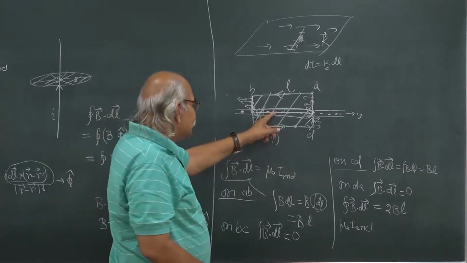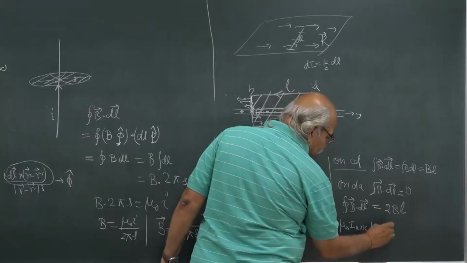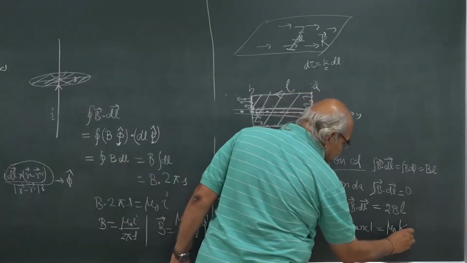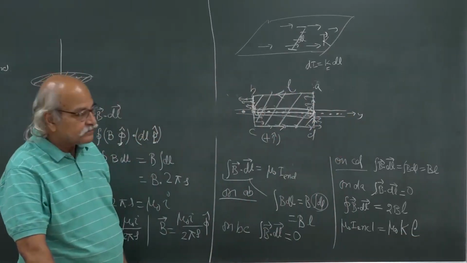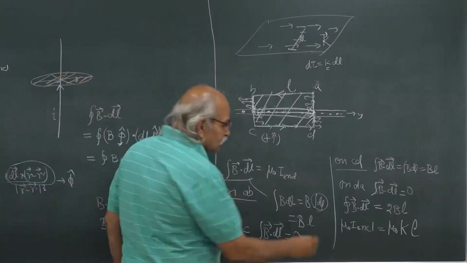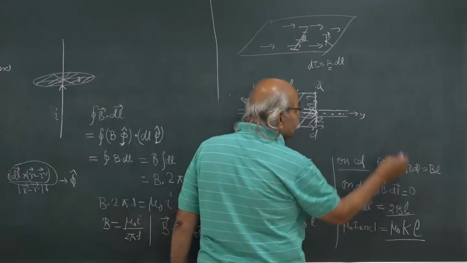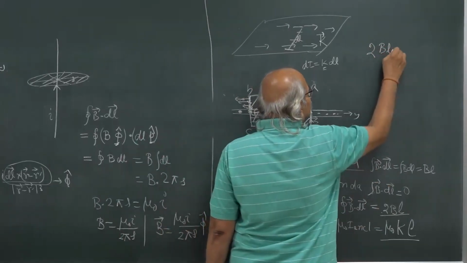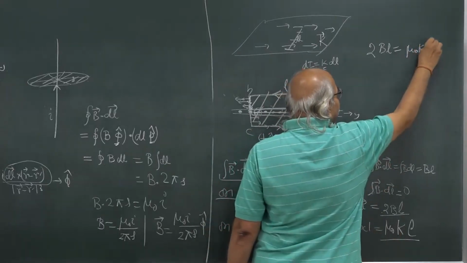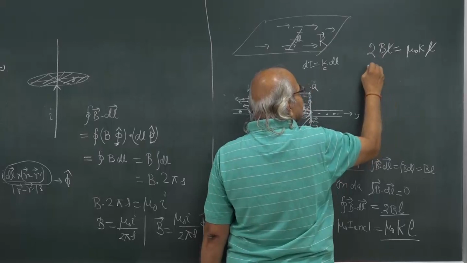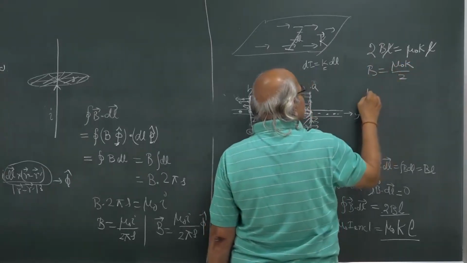So, this current which is crossing this area will be just K times L, and these two are equal. So what you get? You get 2BL is equal to mu naught K times L, L cancels out, B is mu naught K by 2.